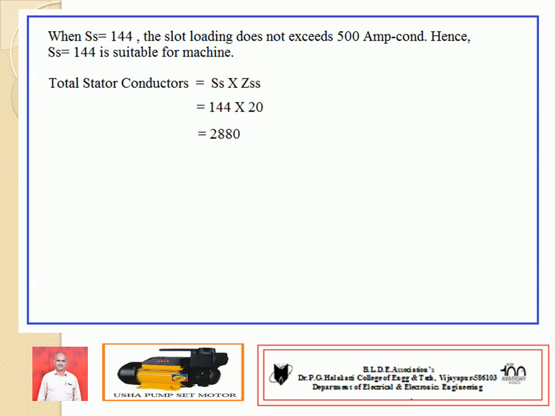Therefore SS equal to 144 is my best choice, because with SS equal to 108 we are getting slot loading above 561, not eligible. When SS equal to 144 we get slot loading less than 500 ampere conductors, hence the final selection of stator slots equal to 144. Then actual stator conductors equal to SS into ZSS. So we are going to get around 2880. Thank you to one and all.